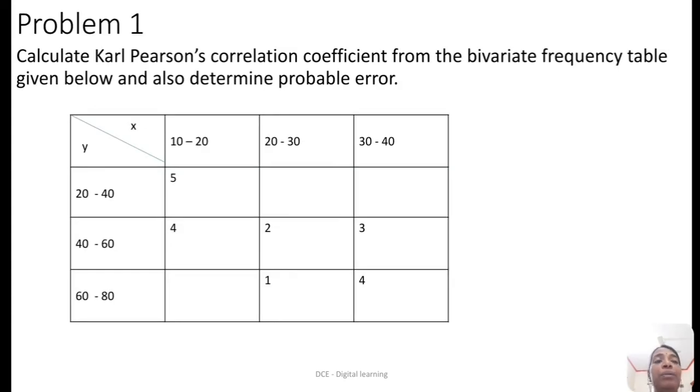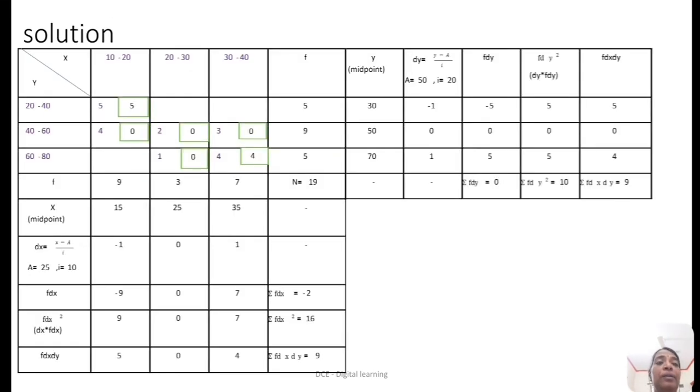So let us see one problem here. Calculate Karl Pearson's correlation coefficient from the bivariate frequency table given below and also determine the probable error. How to calculate correlation from the bivariate frequency table I have explained in the previous session. Here I have already calculated the values. Today in this session we will apply the values to the probable error. After calculating, we have got these values. I have explained the method of calculation in the previous session.